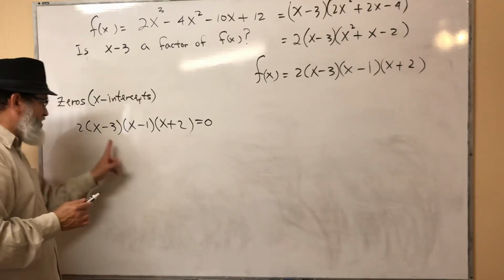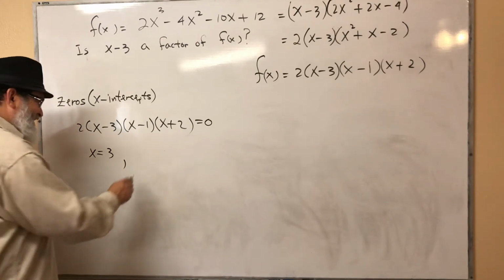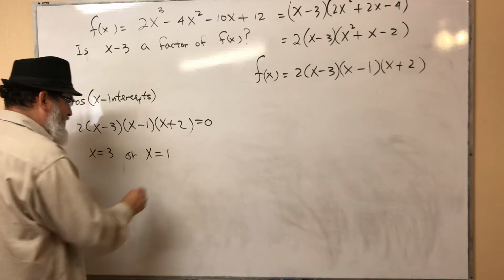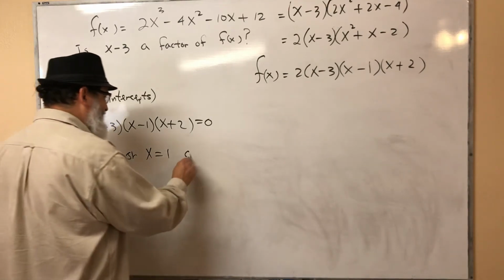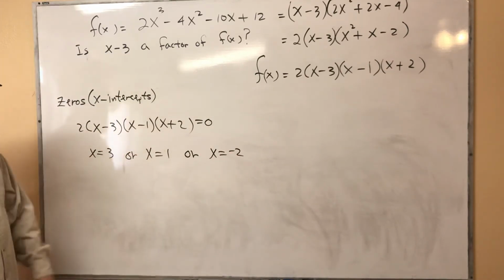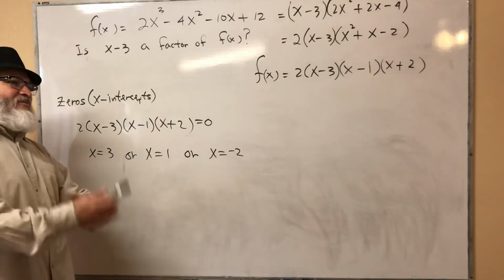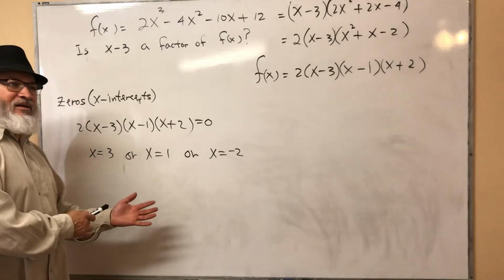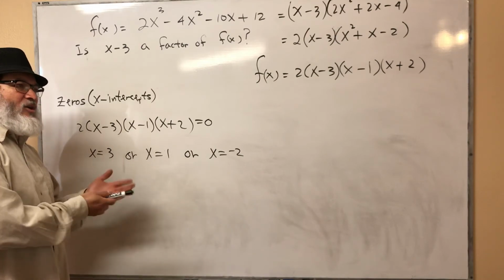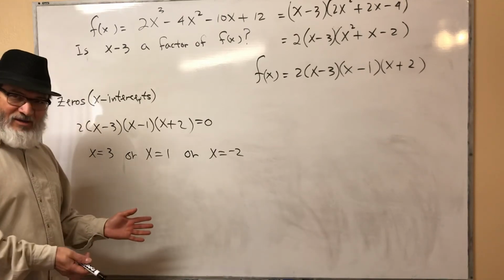The only way this is 0 is if x equals 3, or x equals 1 from that one, or x equals negative 2. Look at that. So wait a minute. Synthetic division helps us find factors. And once we find factors, that helps us graph.